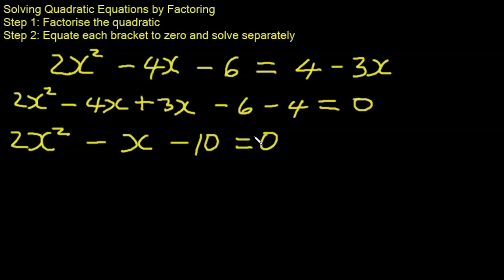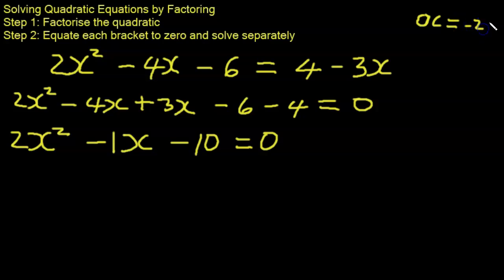So now we can go ahead and factorize. So we need to rewrite the minus 1x. We need to rewrite that minus 1 there. But the two numbers, remember, the two numbers that we use to rewrite the minus 1, these numbers must have a product that's the same as a times c. Now a is 2, c is minus 10. So a times c is 2 times minus 10, which is minus 20.